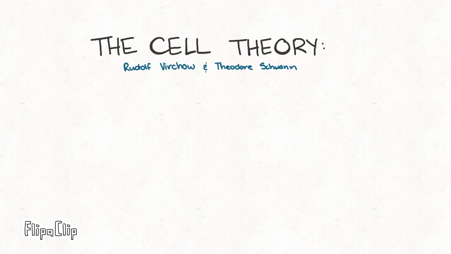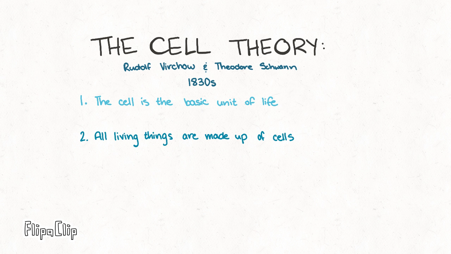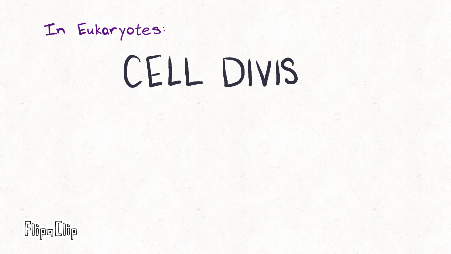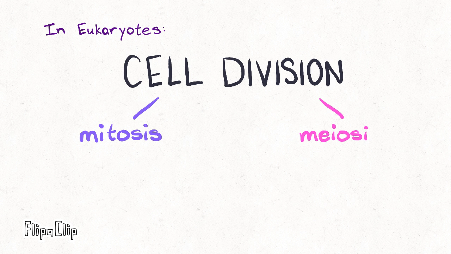Established by Rudolf Virchow and Theodor Schwann in the 1830s, the cell theory is comprised of three main principles. 1. The cell is the basic unit of life. 2. All living things are made up of cells. And 3. All cells arise from pre-existing cells. Eukaryotes are able to fulfill these principles through two processes of cell division, known as mitosis and meiosis.